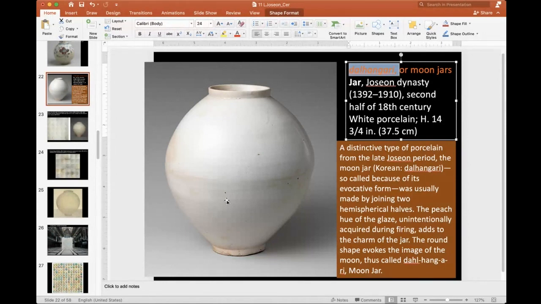So in the Joseon dynasty, people were practical. They valued practicality more than the purity of the technique. So it's okay to have slightly different hues on the base.